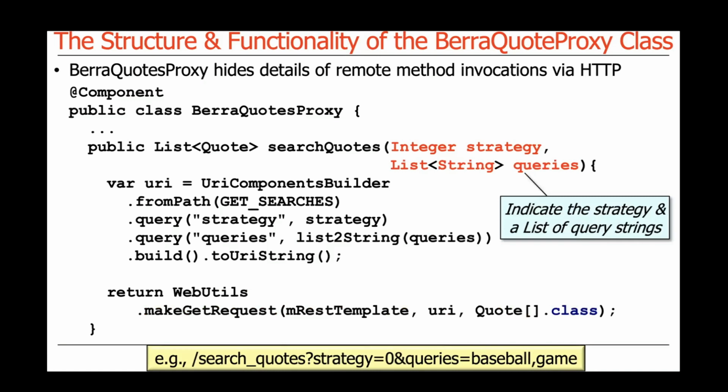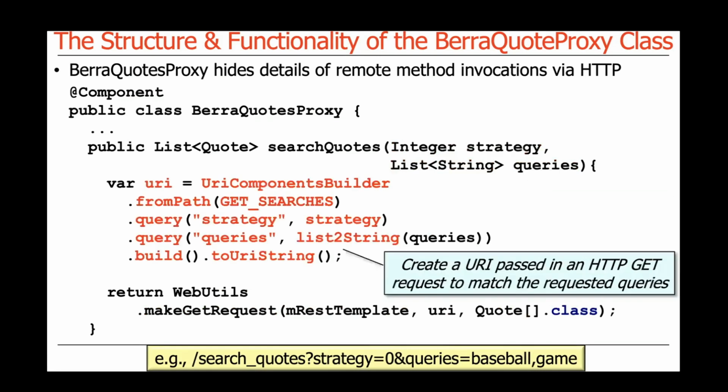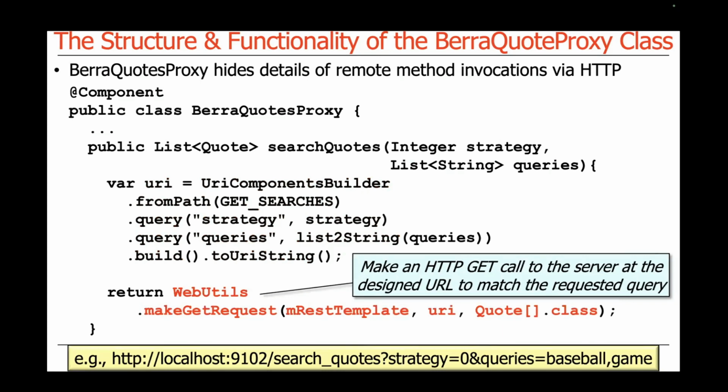And then the final thing we're going to look at here is we can send a list of string queries. And once again, we make ourselves a URI that encodes everything. And here's what it looks like. You can see that we have search quotes, question mark, strategy equals 0, ampersand, queries equals baseball, comma, game. So that's what happened to be in that queries list parameter. We'll take a look at that when we look in the code in more detail, the driver code in more detail. And that's what happens when we make the request call via WebUtils makeGetRequest.